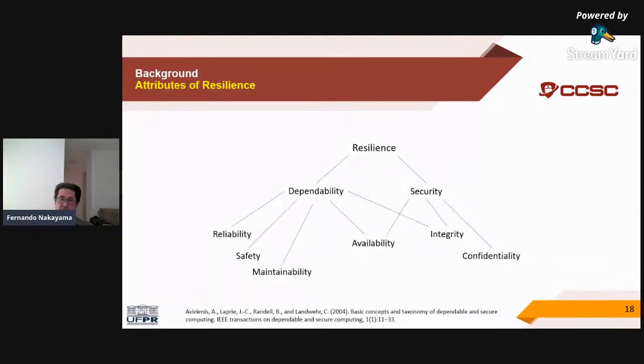So the resilience concept in our work follows the classification proposed by Avizienis and Laprie. Resilience is the persistence of service delivery that can justifiably be trusted when facing changes. And this is also the original concept for the dependability. And later, it was integrated by the security attributes composing the framework of dependable computing. The dependability property of a system comprises the following attributes: reliability, safety, maintainability, availability, and integrity. And security adds the confidentiality to them.